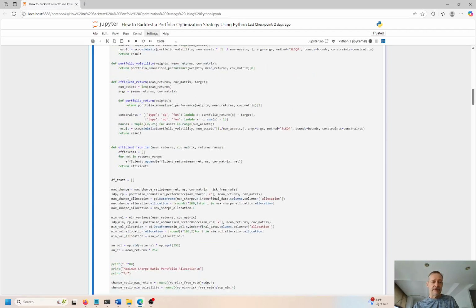So we have that. We have the efficient returns. So this basically is the mean returns, the covariance matrix, and the target variable that we set. And we have certain constraints too, okay, and the bounds. So the bounds for this whole optimization process, remember, we're trying to maximize returns and minimize the risk of the portfolio. You can do one or the other.